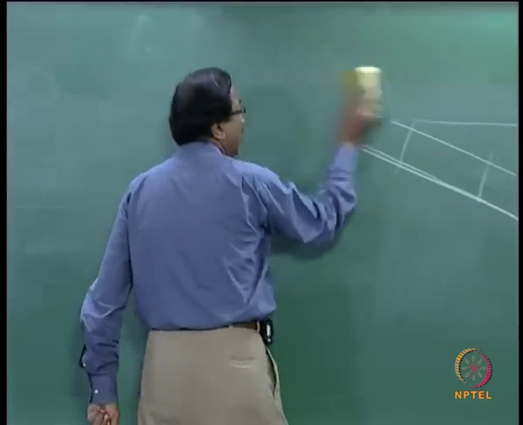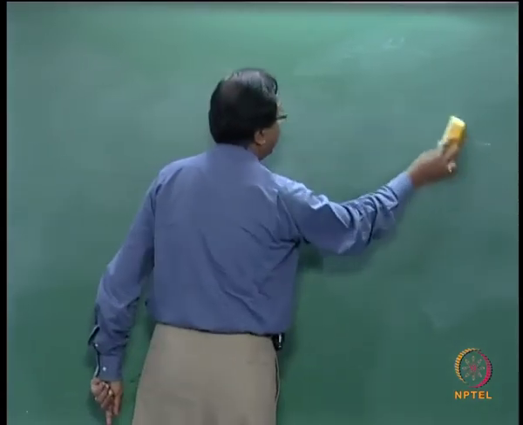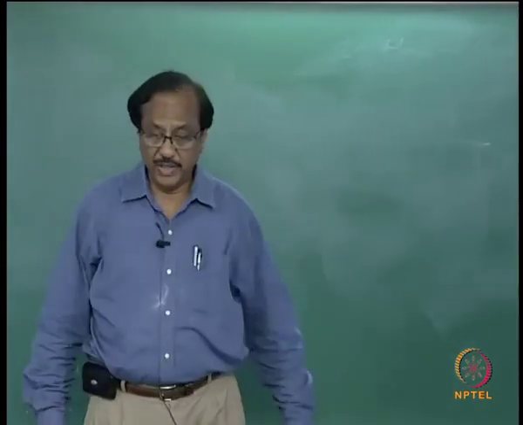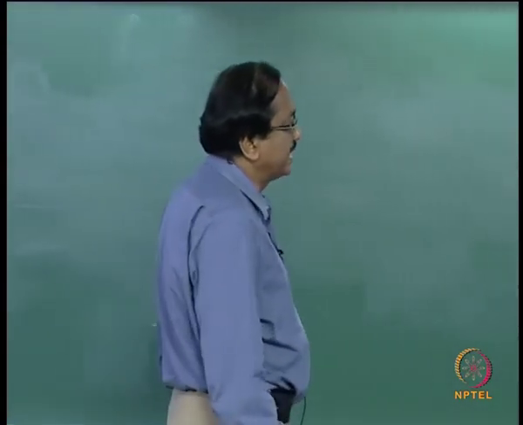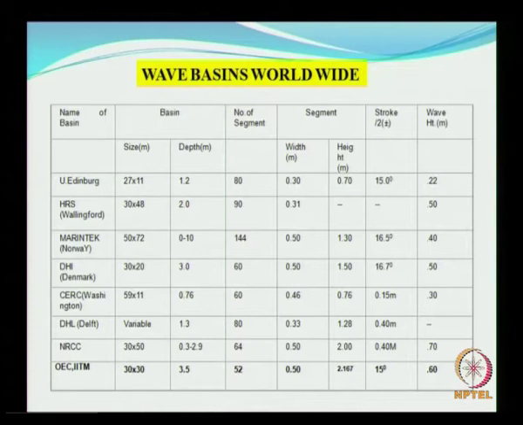a brief look at the type of wave basins that are available in the world, but this is not a completely updated list, only partially updated. So you can see the size of the basin, and the basin in our department, that is the Department of Ocean Engineering, is 30 by 30 meters, with 3 meters depth and 3.5 meters wave height.